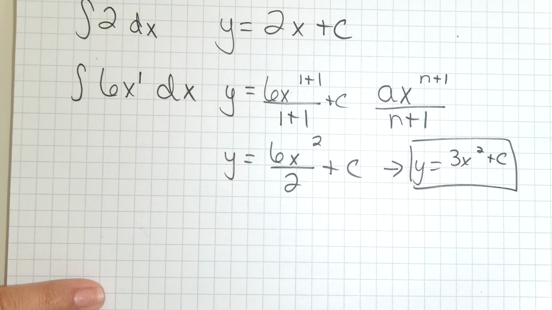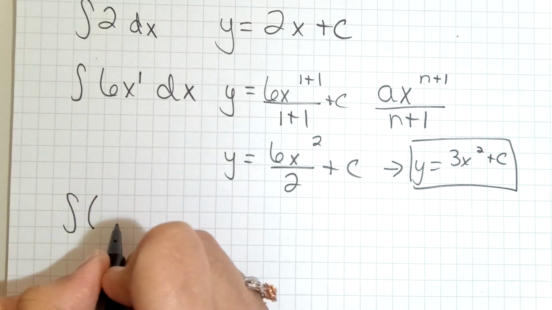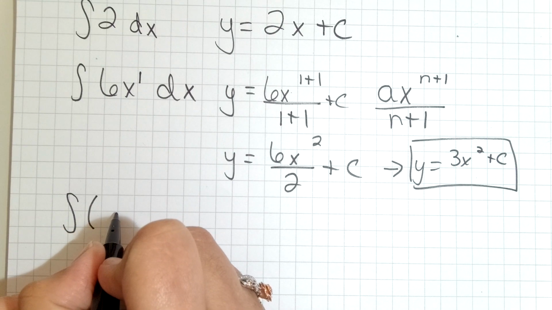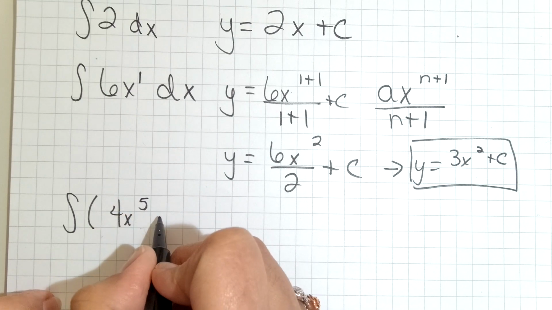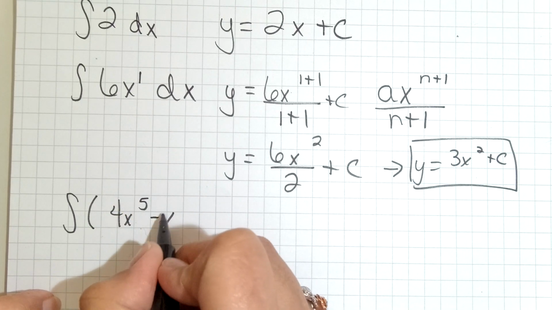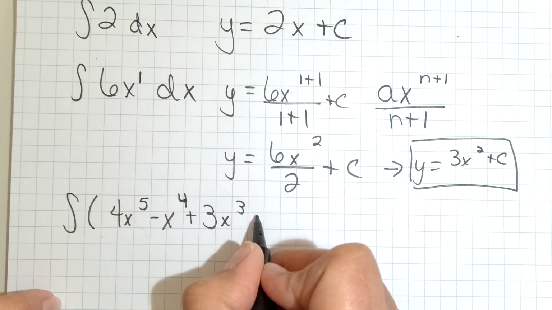Are we good? Okay. I don't have the last one memorized. Can somebody just tell me? 4x to the power of 6, minus x to the power of 5, plus 3x cubed, plus 1. I'm sorry, I was looking at another paper. It's okay.